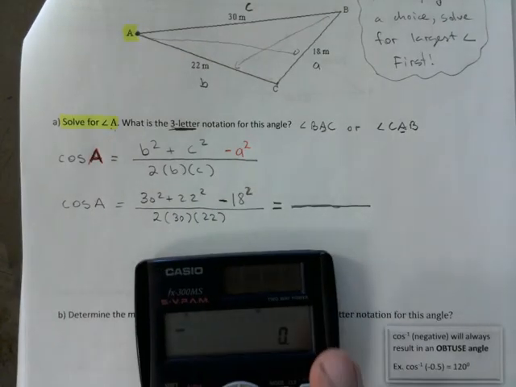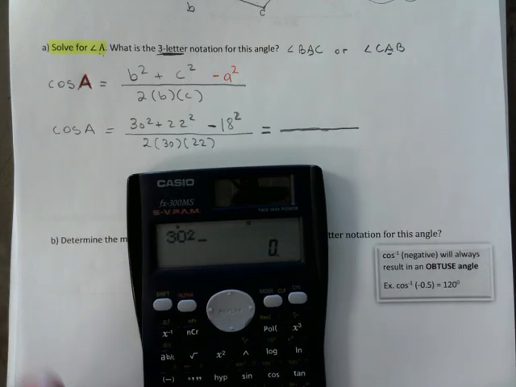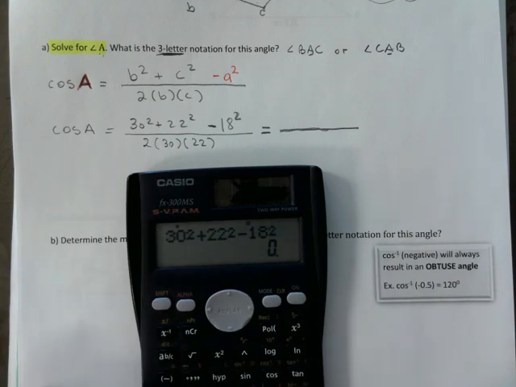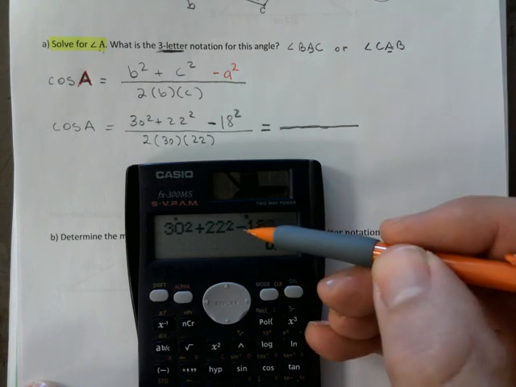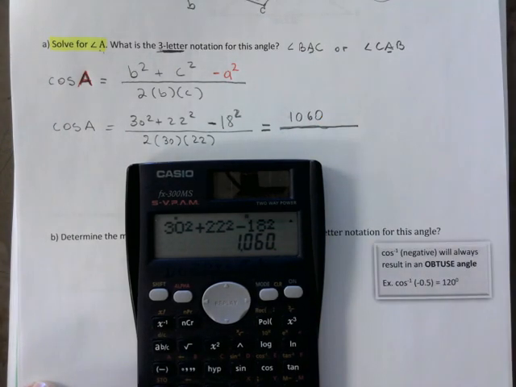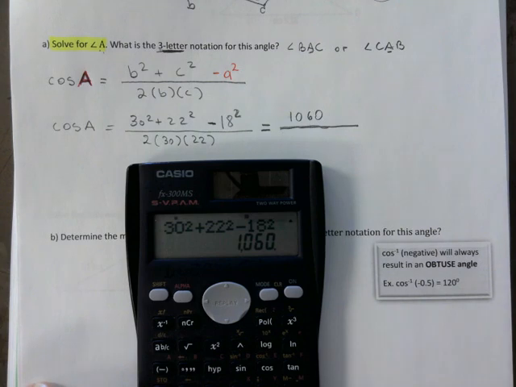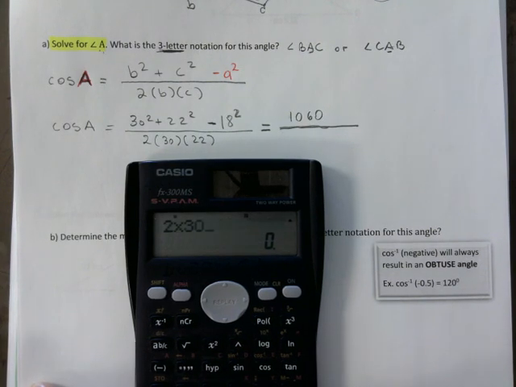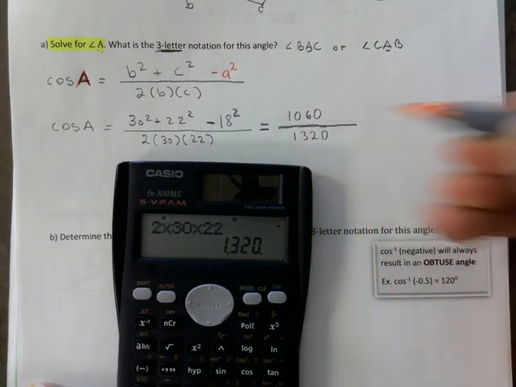So grab your calculators. I'm just going to show you what works for most of my students. I'm going to find a method that works most of the time. So you type in whatever's in the numerator, make sure everything is squared, and make sure the last number is subtracted, right? And you get 1,060 exactly. If there are decimals, write them all down, okay? In the denominator, you go 2 times 30 times 22. That's 1320. Okay?